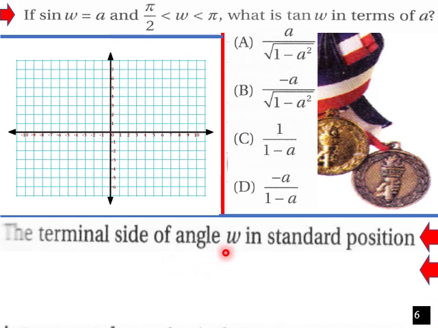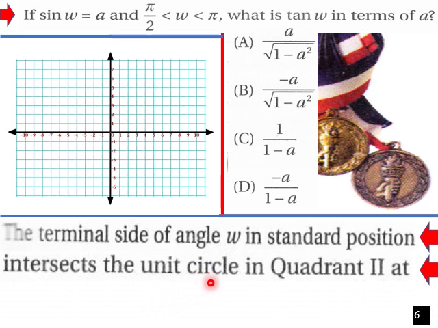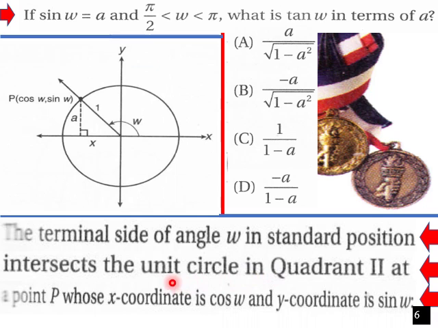The terminal side of angle W in standard position intersects the unit circle in quadrant 2 at a point P over here, whose x-coordinate is cosine W and y-coordinate is sine W. So we have cosine W and sine W somewhere over here. Then here is our W, our angle W.